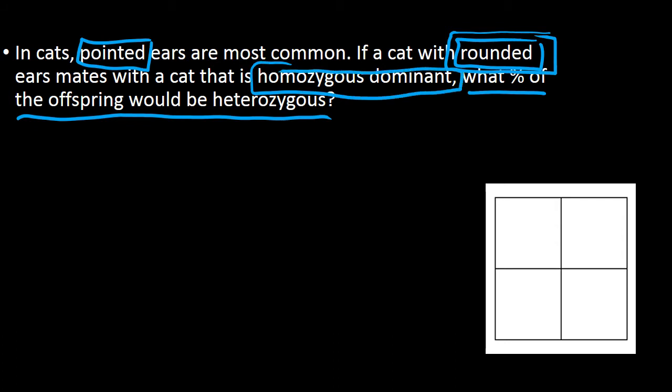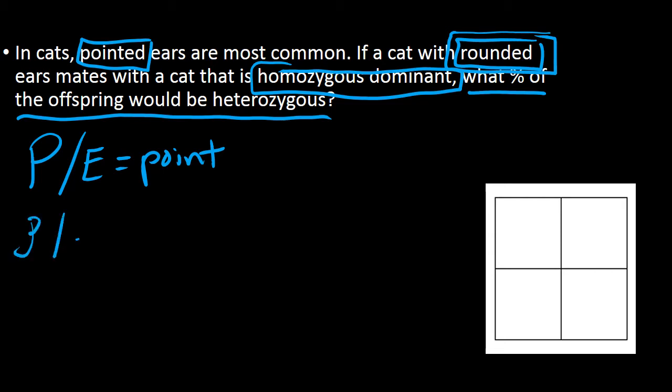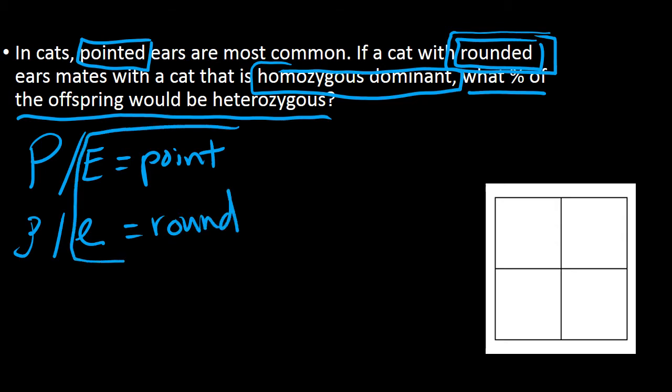I'm going to go ahead and write down what my letters stand for. Pointed is most common, so it's dominant. So I'm going to write a capital P. Personally, I don't like a capital P, so I'm actually going to use a capital E. And then again, a lowercase p, I'm going to use a lowercase e instead, for round. I'm not going to focus on the p because that was what I should have used. I just don't like using the letter p because I don't make a big difference between my letters.